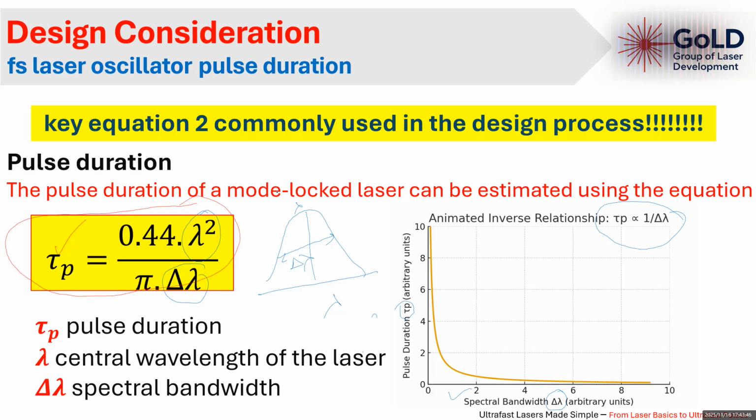So if the spectral bandwidth is increased, the pulse duration will be decreased or reduced, and vice versa. If you see here, if the spectral bandwidth is, let's suppose, somewhere here, then you can see the pulse duration is pretty high. So anyway, this plot shows the inversely proportional relation between the spectral bandwidth and the pulse duration. Now we move to the third one.